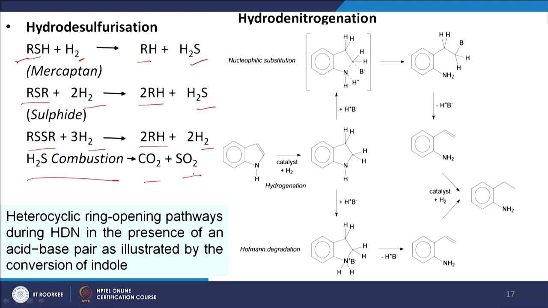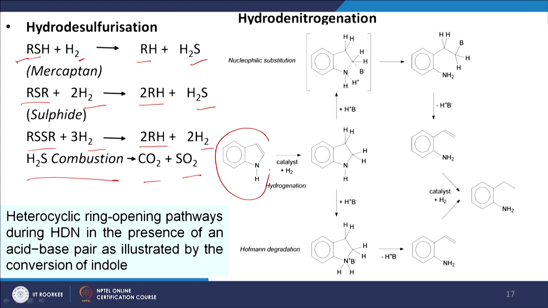So, these are the reactions which take place during the hydroprocessing or hydrotreatment of the feedstock. And then for nitrogen removal, when we add hydrogen, the nitrogen is also removed, and this is the mechanism. We have one hydrogen containing compound. So, that is, we are using some catalyst and H2.